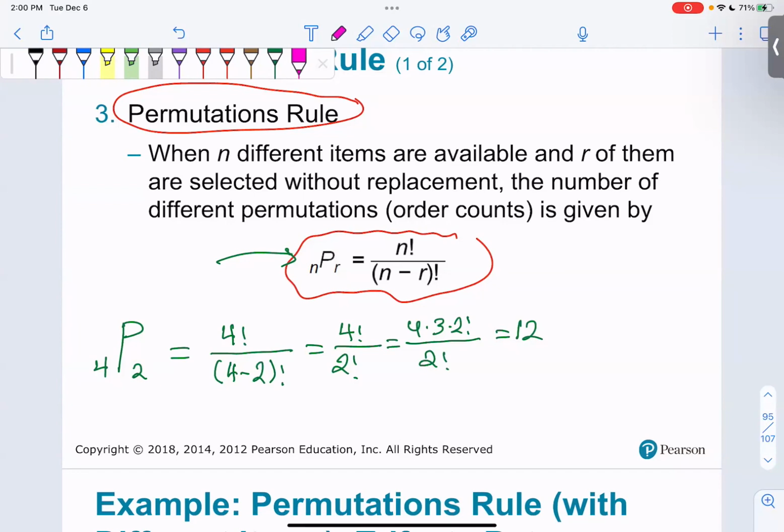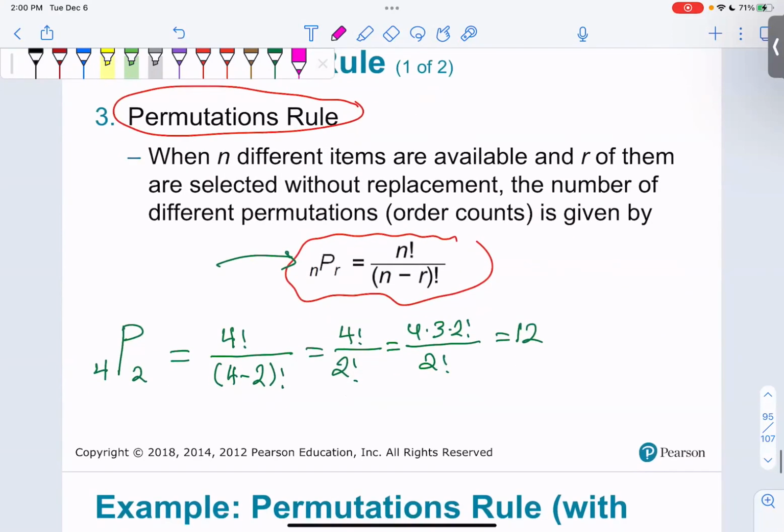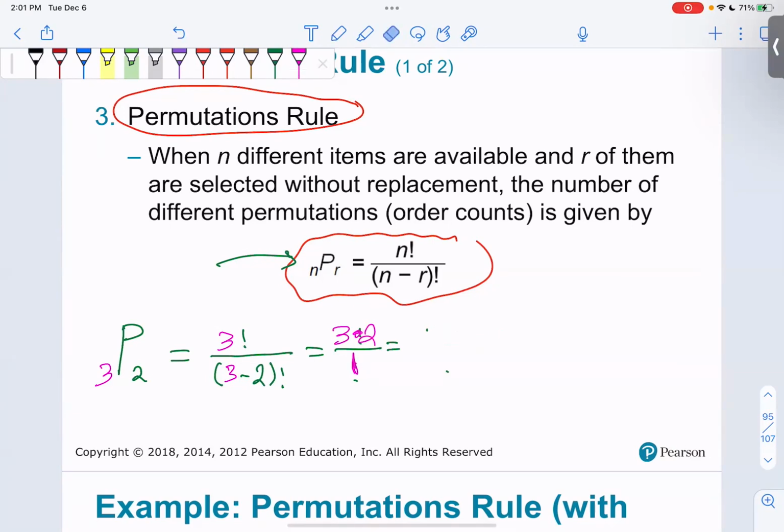So let's see. If we have 2 out of 3, if we want to do it, I'll explain more. If this is 3, so that will be what? Right. So it will be here 3 factorial, 3 minus 2. So it will be 3 times 2, and here we have just 1, so it will be 6, right? It will be 6 different ways.